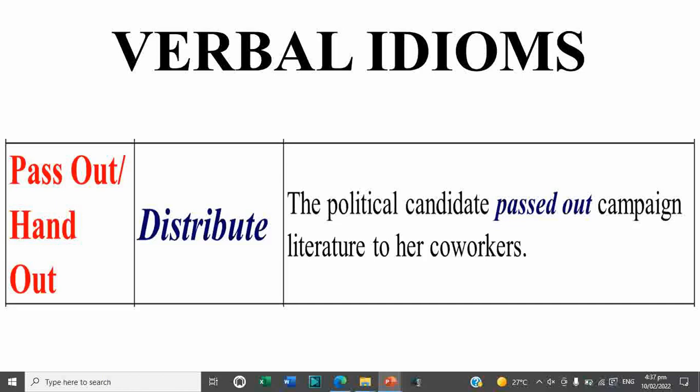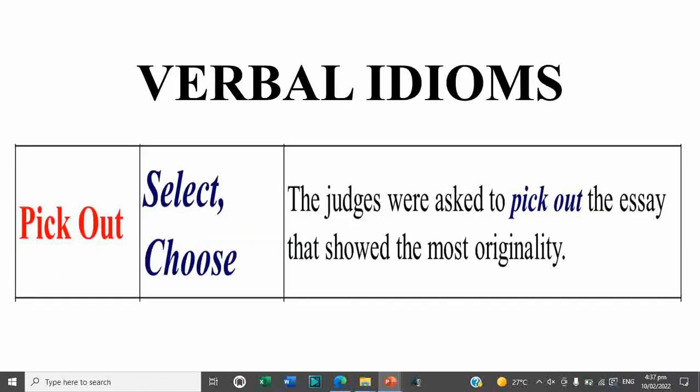Next, pass out, hand out. It means distribute. For example, the political candidate passed out campaign literature to her co-workers. Next, pick out means select, choose. For example, the judges were asked to pick out the essay that showed the most originality.